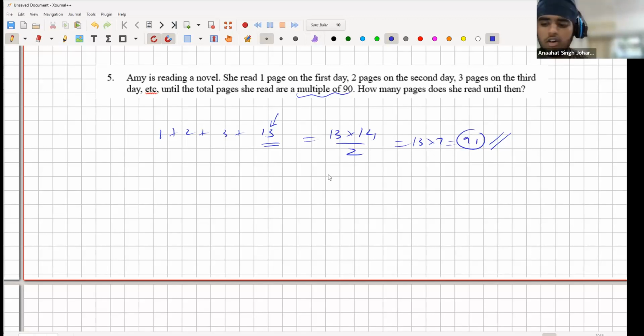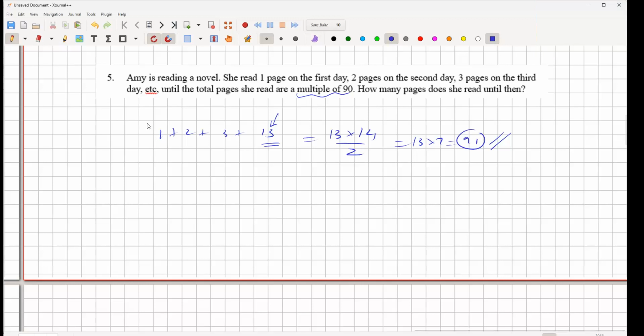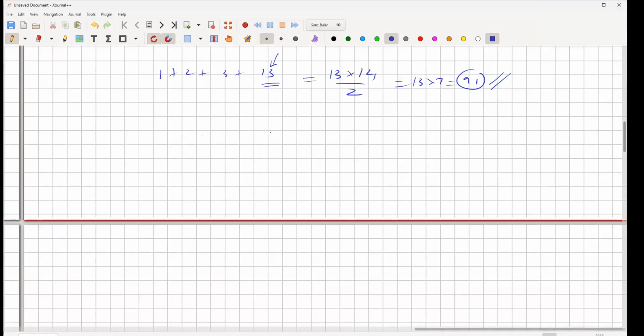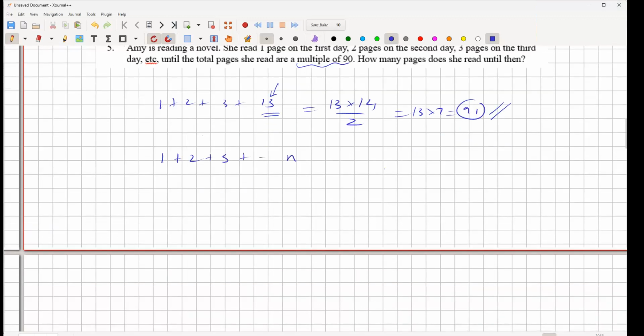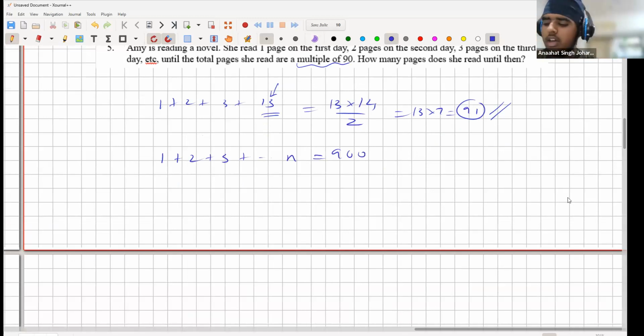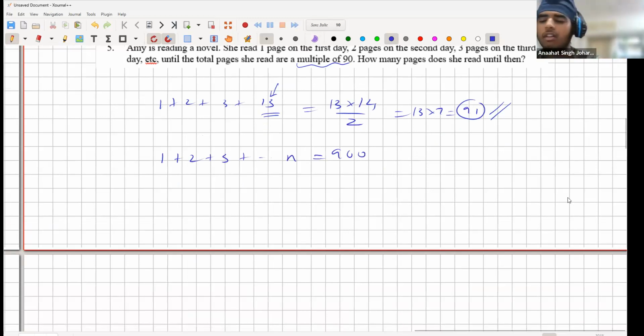So I think I got it. Okay, go ahead, Anahat. 900. Okay. So basically, what will that n be? 1 plus 2 plus 3, so on till n will reach 900, is it? And if so, what is that n? Wait. Sorry, I miscalculated. One second. Sorry.